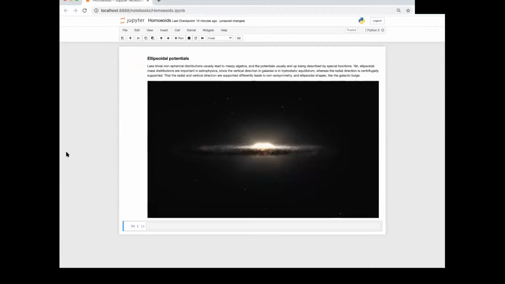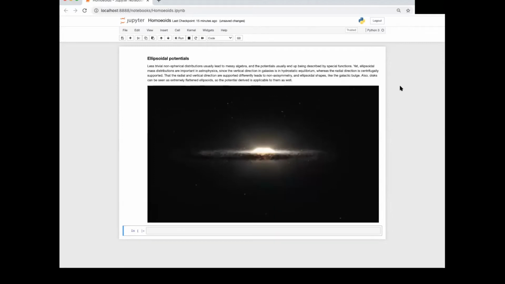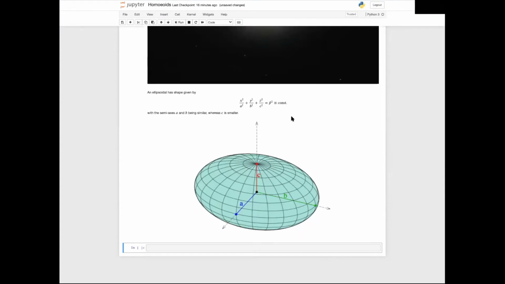That the radial and vertical direction are supported differently leads to non-axisymmetry and ellipsoidal shapes, like in the galactic bulge. Not only that, disks can also be seen as extremely flattened ellipsoids, so the potential derived for ellipsoids is applicable to them as well. An ellipsoid has shape given by this expression, with the semi-axes A and B being similar, whereas C is smaller.